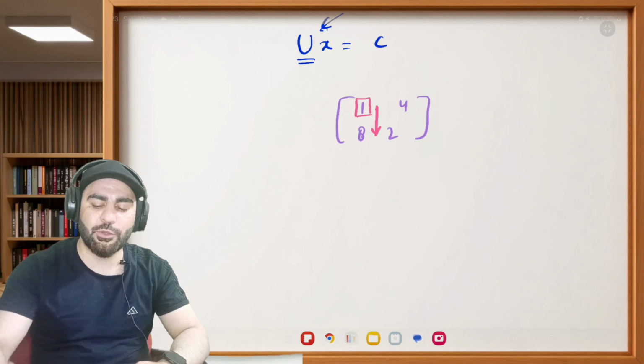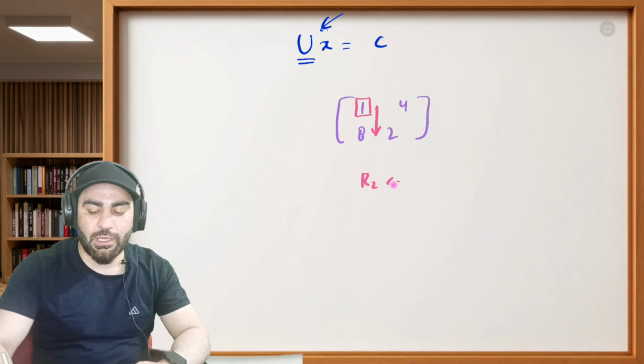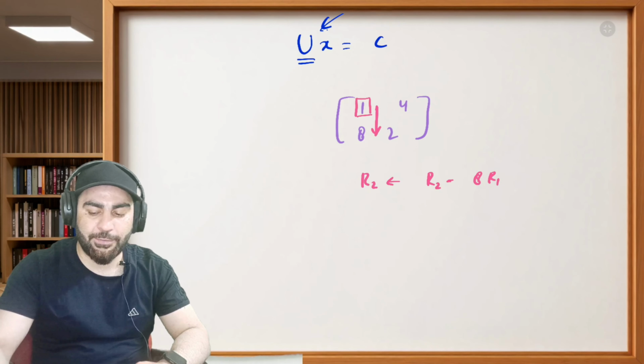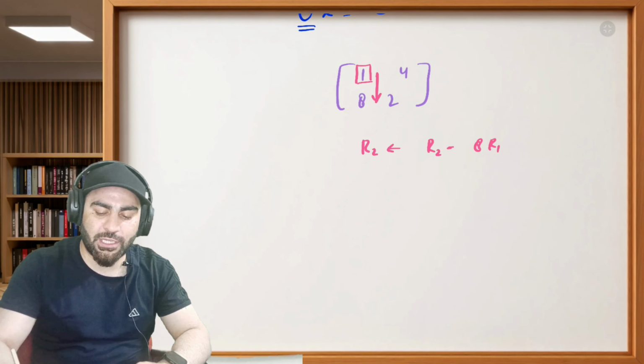So how to do that? You take row 2: row 2 minus 8 times row 1. So you will multiply the first row by 8, and then subtract this from row 2. What will happen as a consequence of this is this.